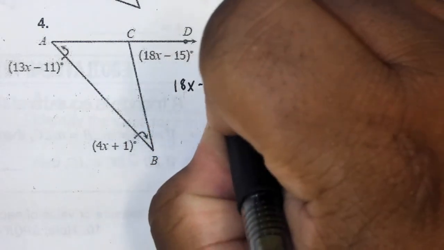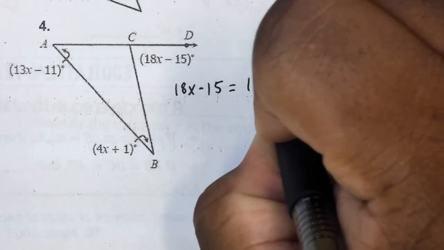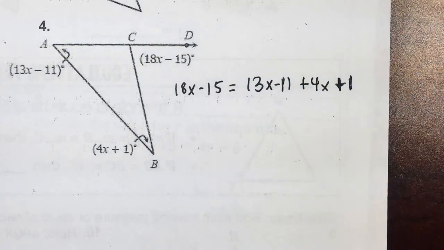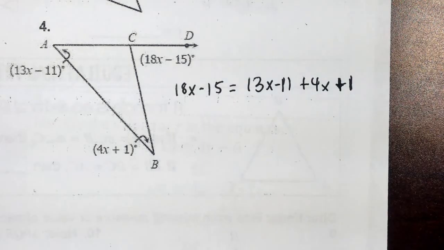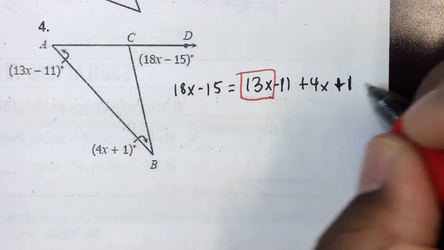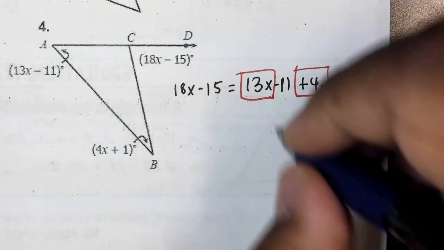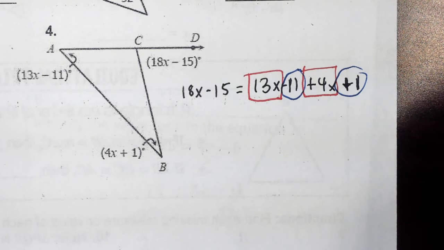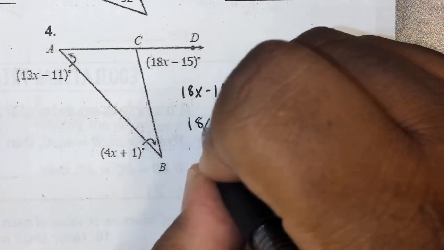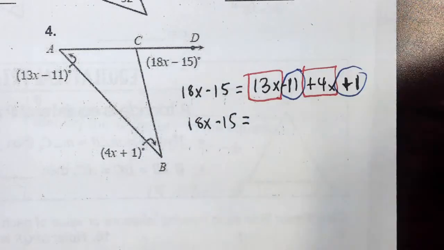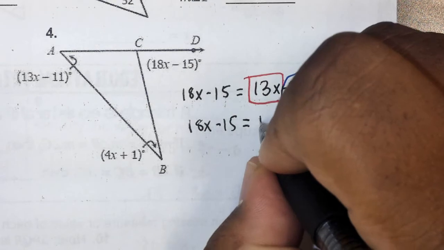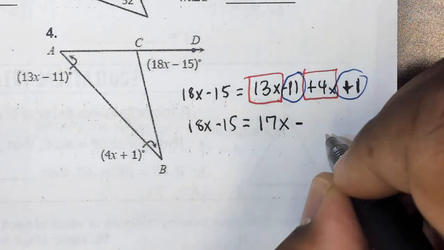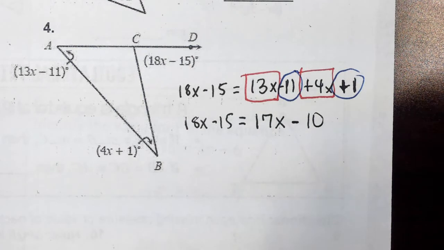18x minus 15 equals 13x minus 11 plus 4x plus 1. So on the left side, that expression is by itself. On the right side, we can combine some terms. You got 13x plus 4x, 17x. And then you got negative 11 plus 1. Should get negative 10. And now we're solving.